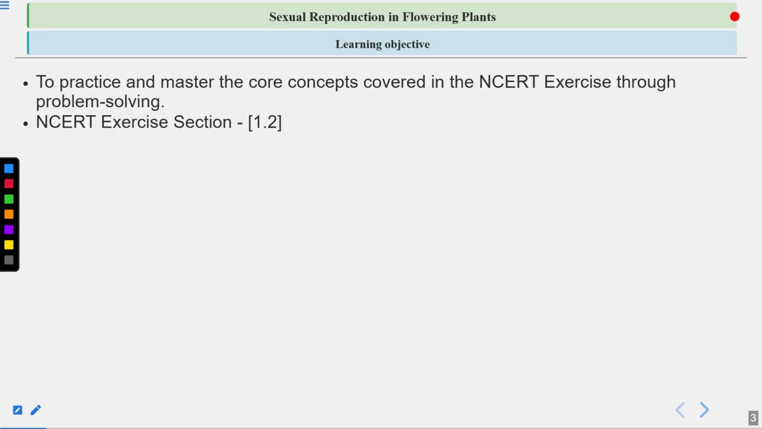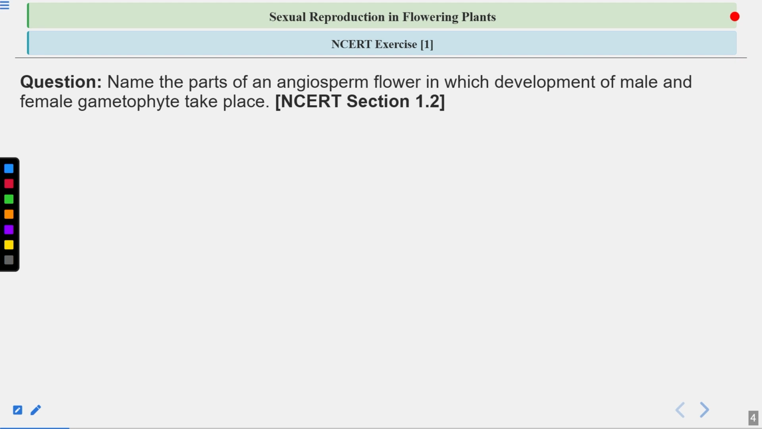So, what is the learning objective? To practice and master the core concept covered in the NCERT exercise through problem solving. So, we are going to solve each and every question from the NCERT exercise. And today's questions are from section 1.2 of the chapter Sexual Reproduction in Flowering Plants. So, here is the first question.